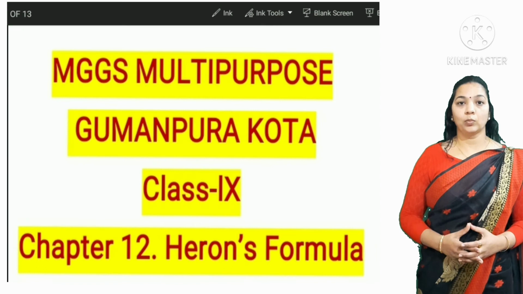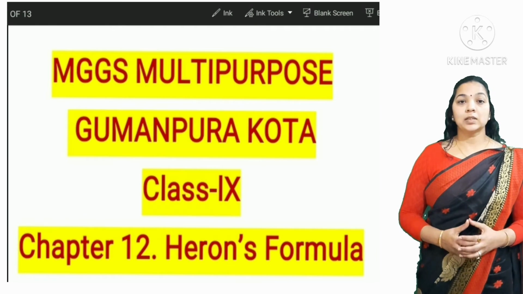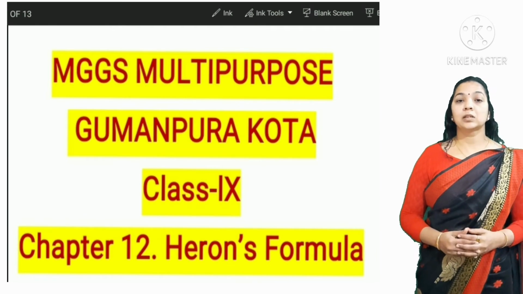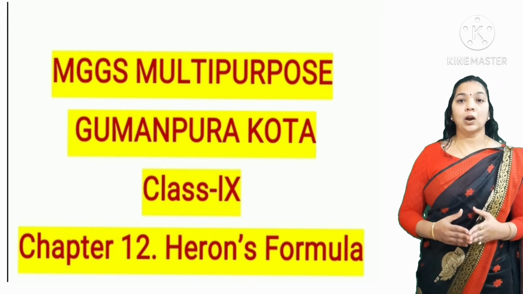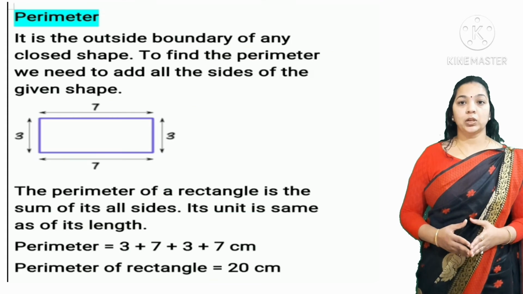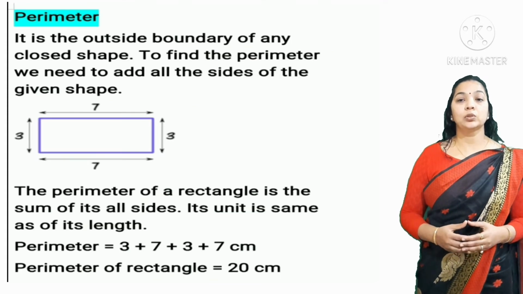And today we are going to study the next chapter, that is Heron's formula. Before discussing Heron's formula, we must know certain terms, that is perimeter. So what is perimeter? It is the outside boundary of any closed shape. To find the perimeter, we need to add all the sides of the given shape.